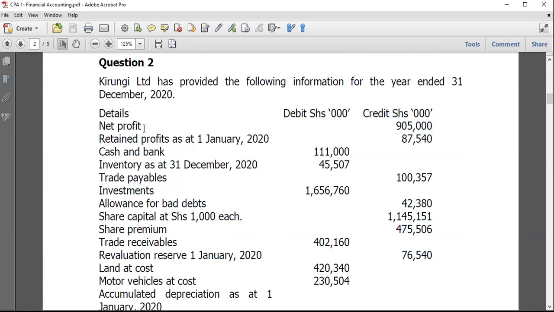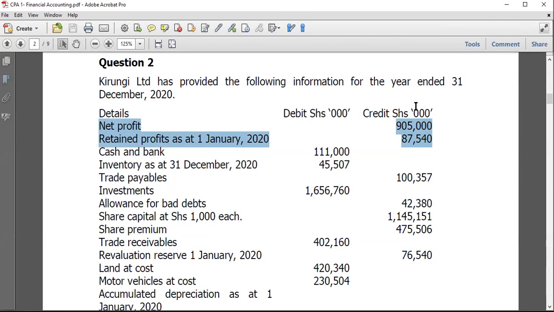So we have net profit, which is 905, okay? As you can see, this must be the net profit for the year, because we already also have here retained profits at 1st January 2020, which we've been given as 87,540.